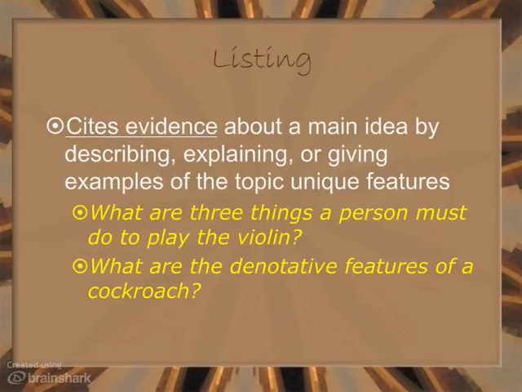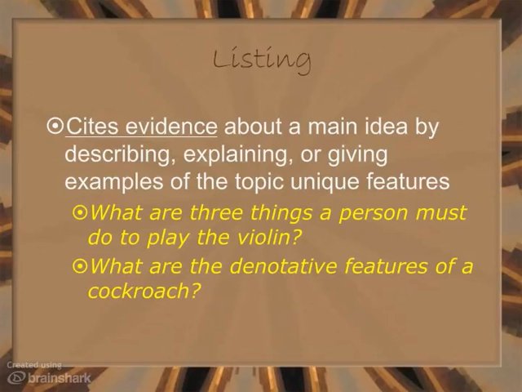So the first text structure that you're going to write down for the definition is listing. Citing evidence about a main idea by describing, explaining, or giving examples of the topic's unique features. For example, if I asked you to list 3 things a person must do to play the violin, you could explain that you need to have a bow, music, and music lessons.